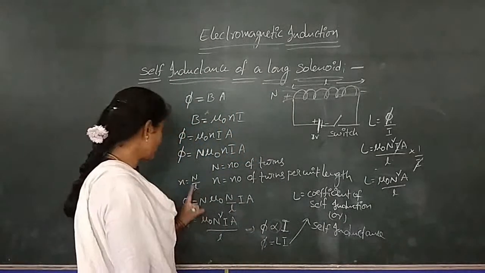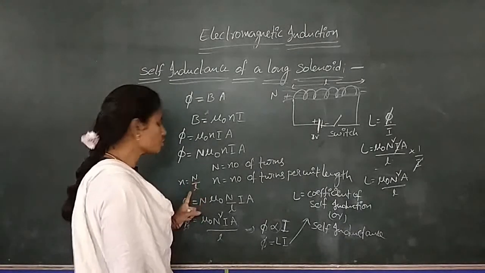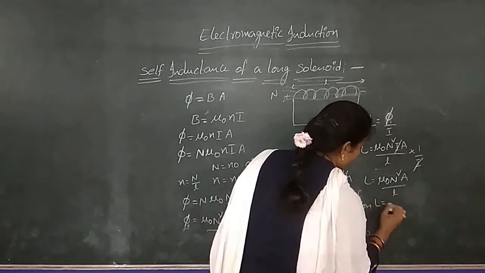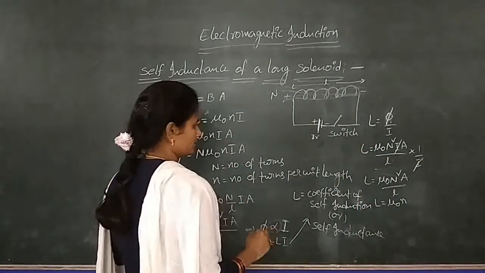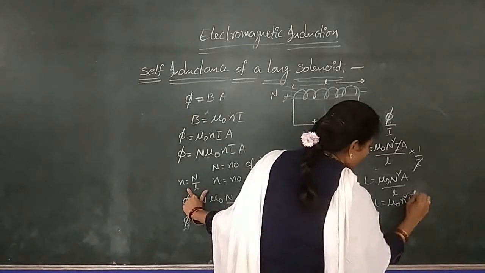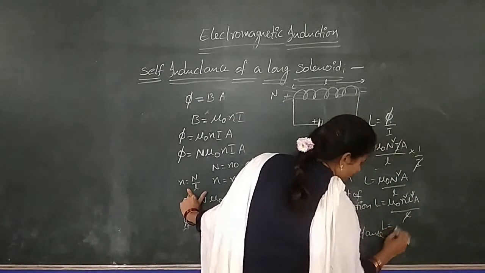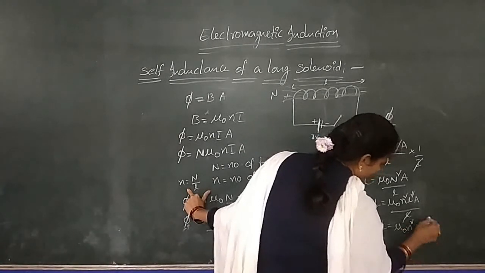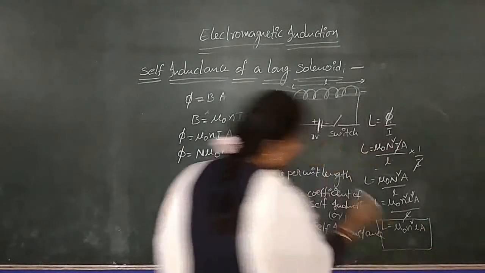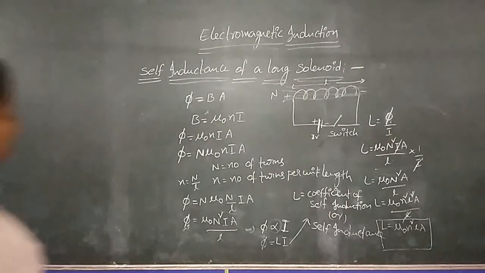See, small n is equal to capital N by L, where capital N is equal to small n into L. From that, L is equal to mu naught n square L square A by L, and one L gets cancelled. Then L is equal to mu naught n square L A. So this is the self-inductance of a long solenoid.